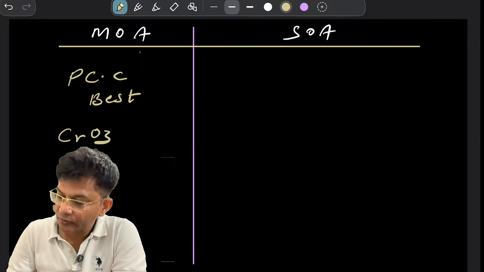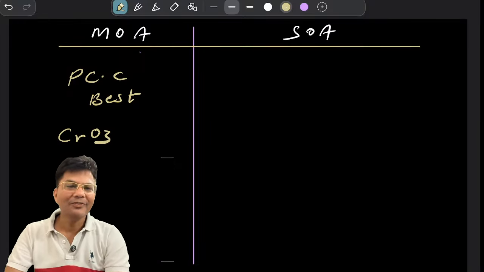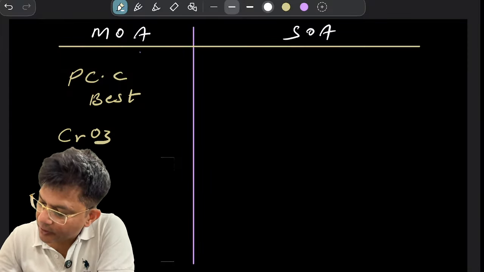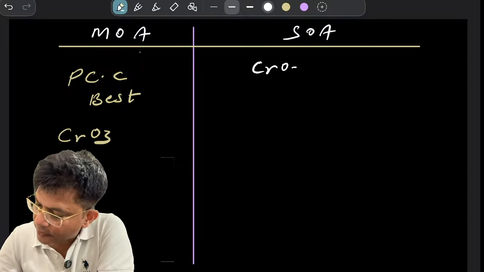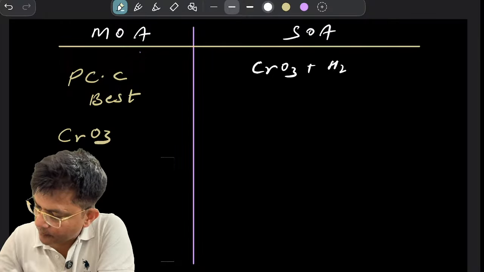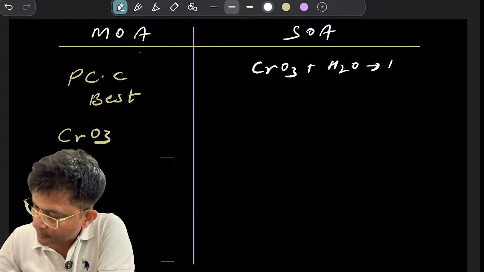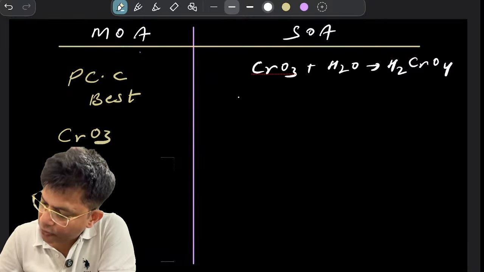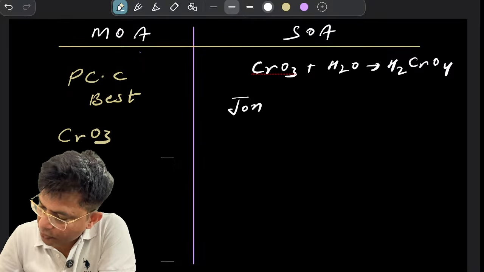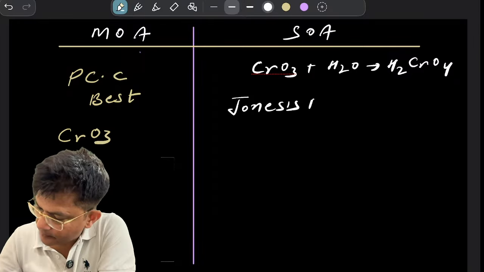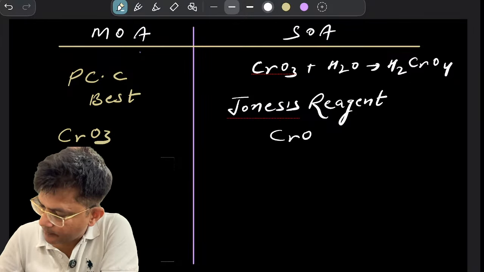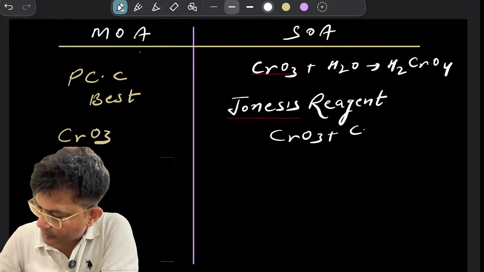Or you can use, these two are for right now important. Here you can use CrO3 with water, that will form chromic acid, H2CrO4. Remember that. You can use Jones reagent. Have you ever heard Jones reagent? That is CrO3 with concentrated H2SO4.